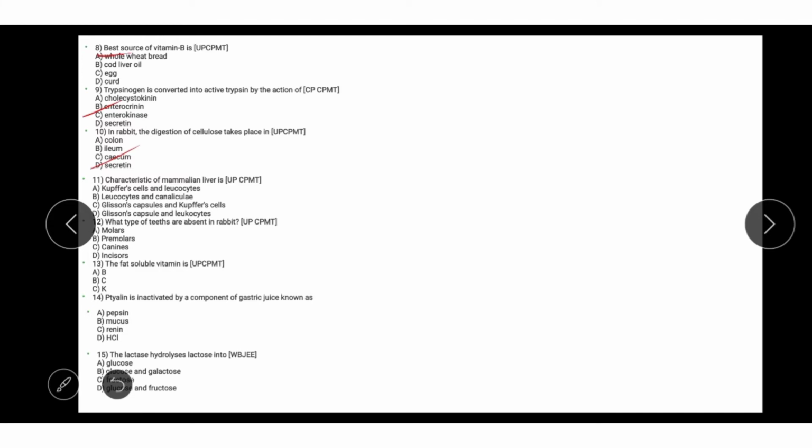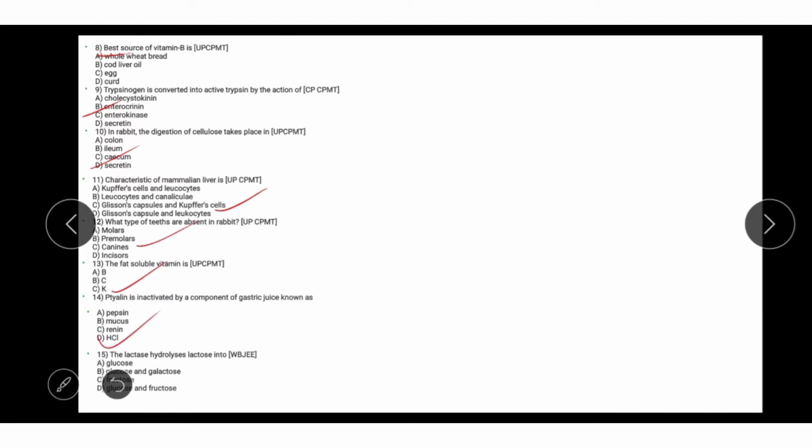The characteristic of mammalian liver is Glisson's capsule and Kupffer cells. What type of teeth are absent in rabbit? Canines, as they don't need to bite anything, they just eat carrots. The fat soluble vitamin is vitamin K. Ptyalin is inactivated by a component of gastric juice known as HCl.